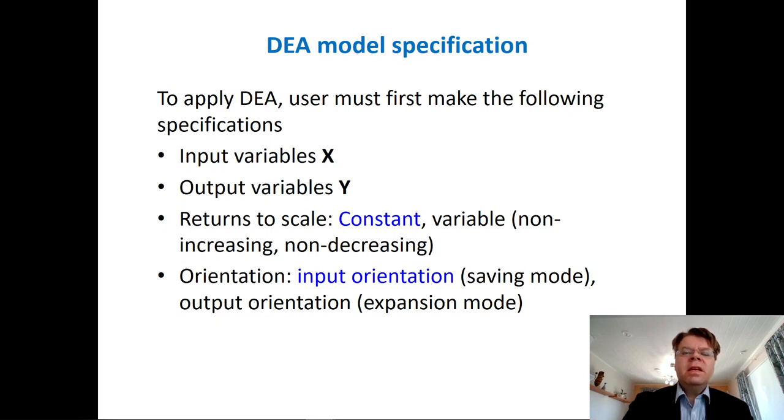Besides these basic input and output orientations, of course, in the DEA literature, there exist a lot of other alternatives, including non-radial efficiency measures, slack-based measures, and the so-called directional distance function, which can be seen as a generalization of these input and output orientations. So we will come back to that question also later in this course.